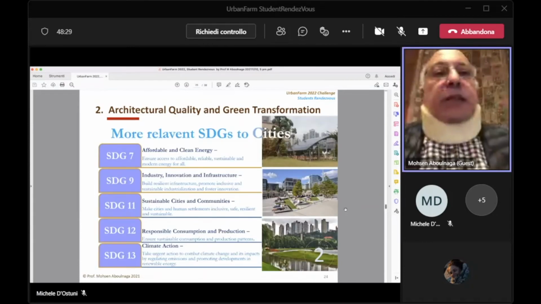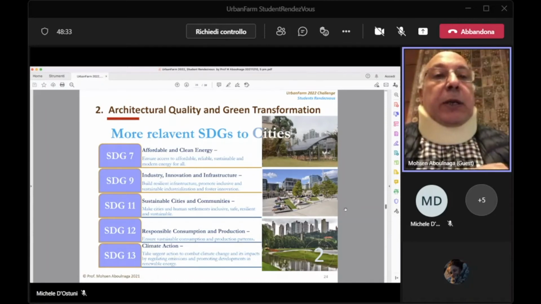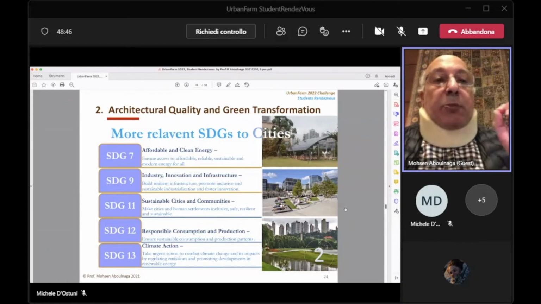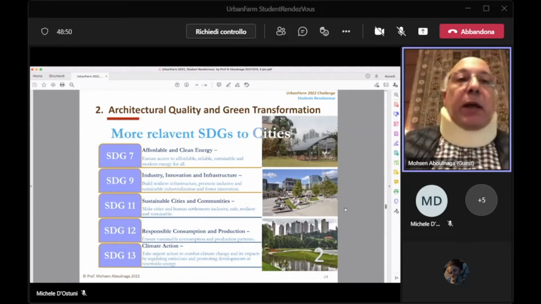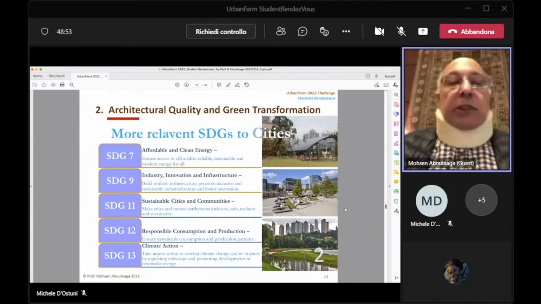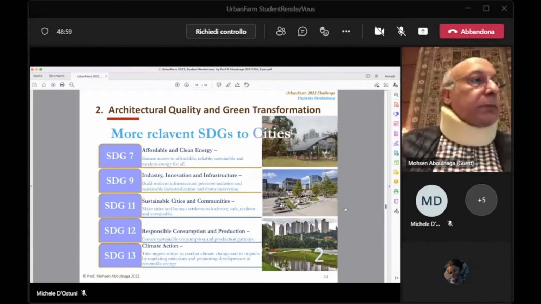So you need to understand the SDGs most relevant to cities. For example, affordable clean energy, industrial innovation and infrastructure, SDG number 11 sustainable cities and communities, responsible consumption and production, and climate action. Those are the most relevant ones. So you need to highlight by sketches how your project, architectural solution and green transformation are able to exhibit all these issues.